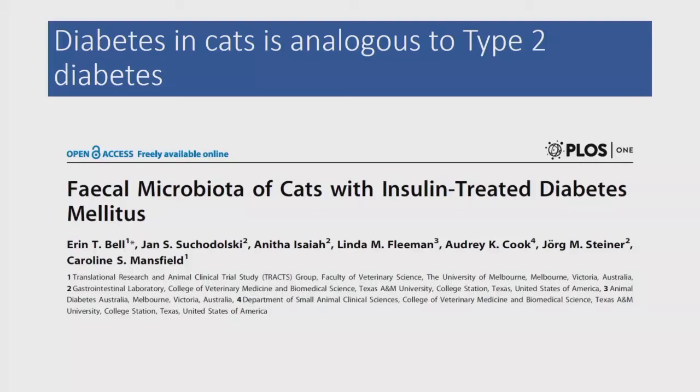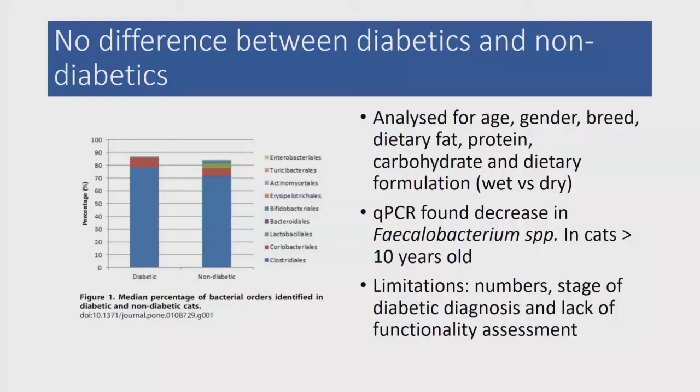So we looked at the faecal microbiota in these particular cats, and we looked at age, gender, breed, dietary fat, protein, carbohydrate, and whether the diet was wet or dry. And we found no difference in the microbiome between diabetics and non-diabetics. We age and breed matched our non-diabetic controls. We did quantitative PCR on faecal bacteria, and there was a decrease in cats that were older than 10 years of age. But that was the only difference that we found.